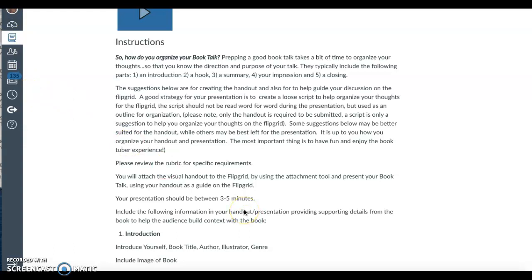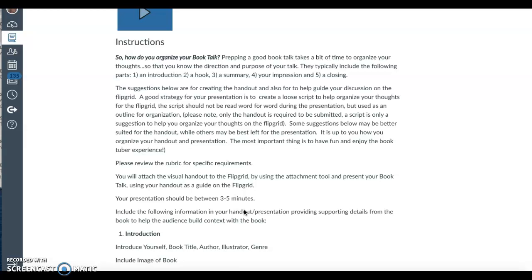As I mentioned before, this assignment is 2 parts. It's a poster, so it is an actual visual that you will be creating, and it is a presentation on the Flipgrid. However you present the information, it's just suggested that you follow this formula, but I am going to give you a lot of liberties on the exact format. So the suggestions below are for creating a handout, but also to help guide your discussion on the Flipgrid.